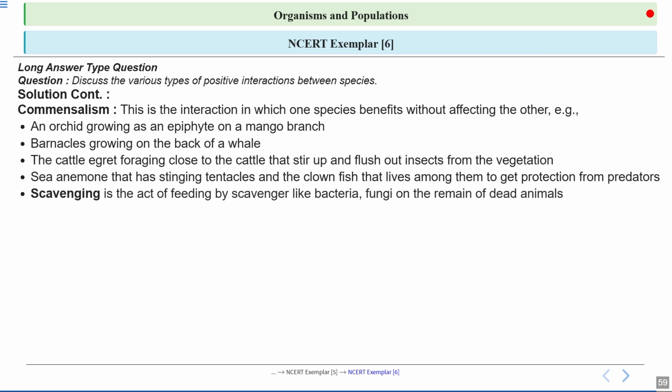Moving on to scavenging. Scavenging is when organisms like bacteria and fungi feed on remains of dead animals. So they benefit by getting nutrients while the dead animal isn't affected anymore.